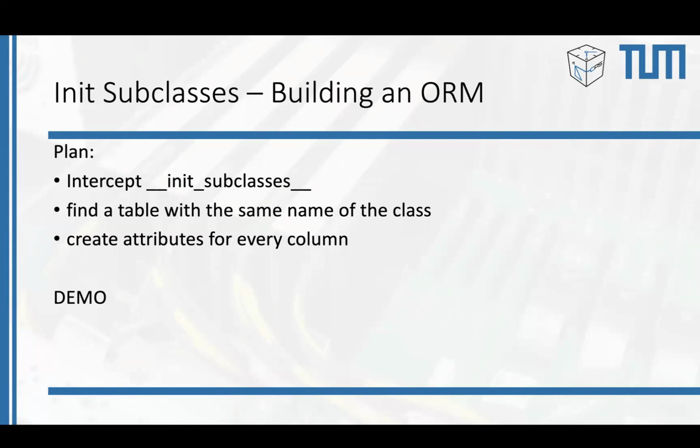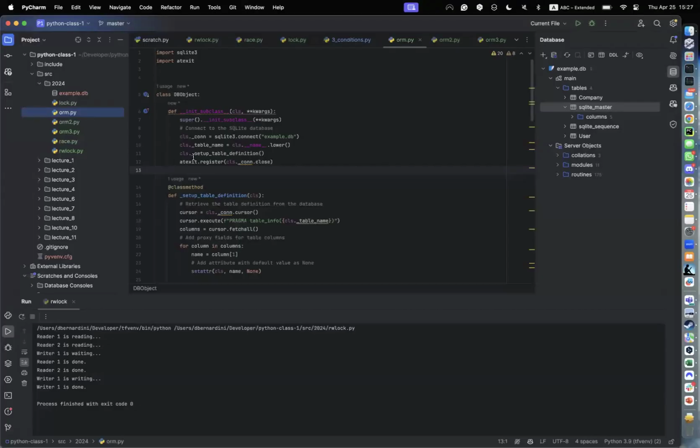But in general, let's say you create an object called db object, right? And you subclass this with a class called user. The first thing you want to do is find the table with the name user. Then, once you have found it, you can create attributes for every column directly. So the class user doesn't have to implement anything. You can implement it dynamically in init subclass when you create the class for the first time. Let's see a demo of this and see how this works.